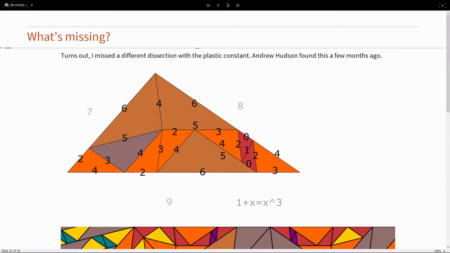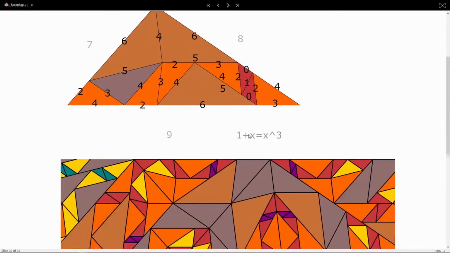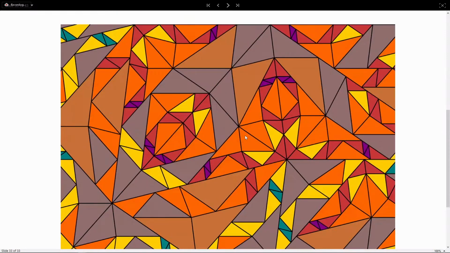And it turns out that I missed a really nice dissection. This was found by Andrew Hudson just a few months ago. Here's another way of dividing up a triangle into similar copies of itself. My search through similar triangles basically had to have complete edge matching. So this point here, since he's basically stopping in the middle of the vertex, I didn't go far enough. So this is a very nice solution that I didn't find. You get this really nice substitution system, which I still need to program.